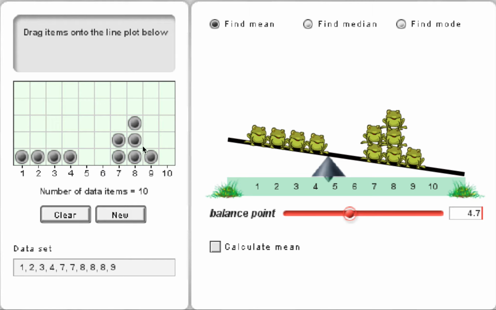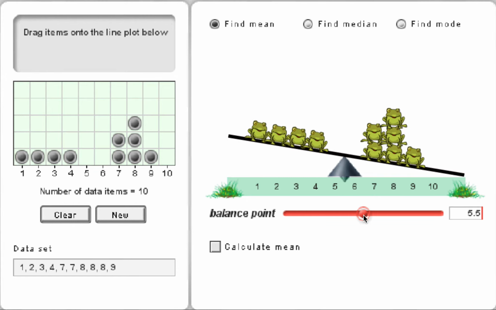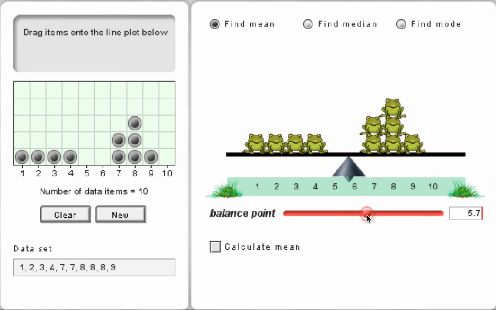So if you look at the teeter-totter, you'll see that there are more frogs on the right-hand side than there are on the left-hand side. There's 1, 2, 3, 4, 5, 6 frogs on the right and 4 frogs on the left. Where's the balance point? The mean is higher now. The mean is 5.7.